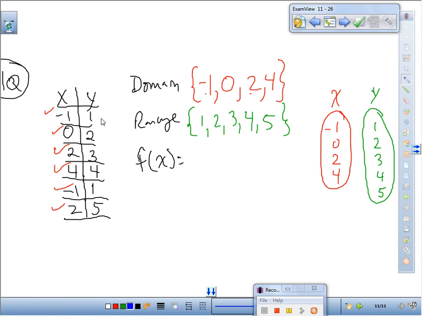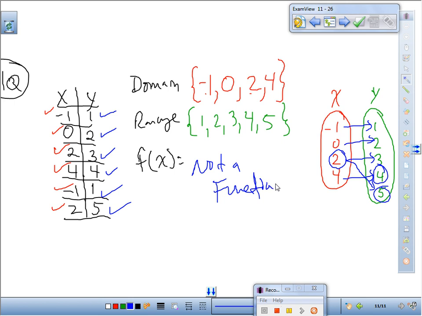Let's see. I start here. Negative 1 to 1. 0 to 2. 2 to 3. 4 to 4. Negative 1 to 1. It's already there. And 2 to 5. Who notices that for this one x, there are 2 y's? This is not a function. Oh, 3 and 5. My bad. 3 and 5.